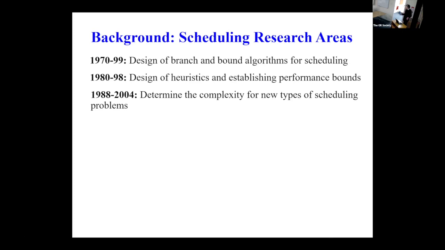Because once you actually find the instance where the heuristic works badly, you can see what's going on. You change the heuristic to make sure that it caters for these difficult situations. So I think doing worst-case analysis of heuristics is a worthwhile research topic.